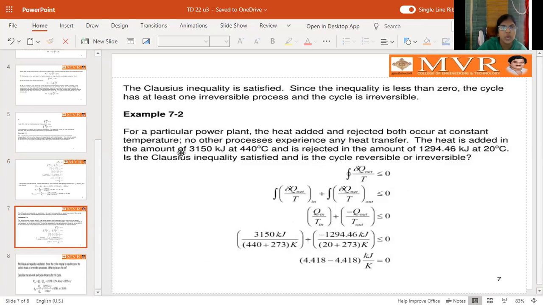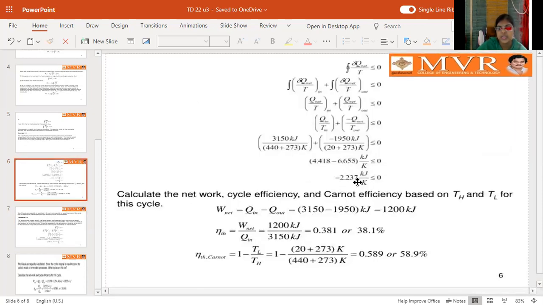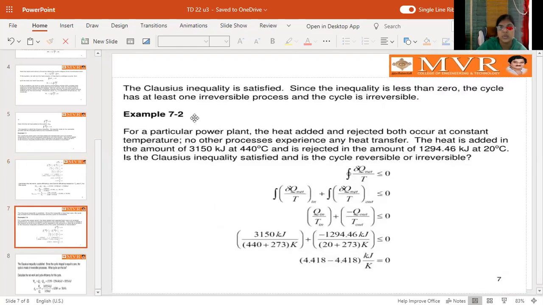And next we go to another problem. The Clausius inequality is satisfied, since the inequality is less than 0. Here we can observe that this value, minus 2.237, is less than or equal to 0. So the value is less than 0. Since the inequality is less than 0, the cycle has at least one irreversible process, and the cycle is irreversible. Also, when our efficiency is compared with the Carnot efficiency, it is less than the Carnot efficiency, so our process is an irreversible process.